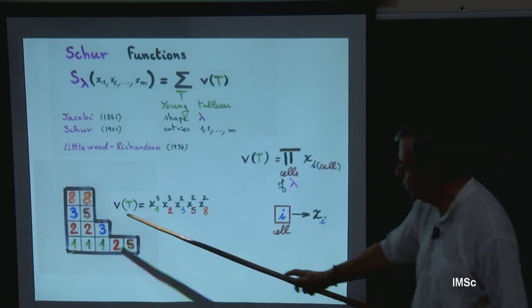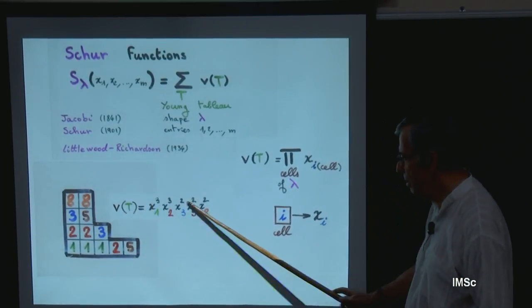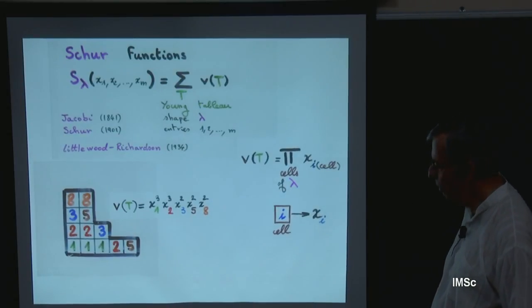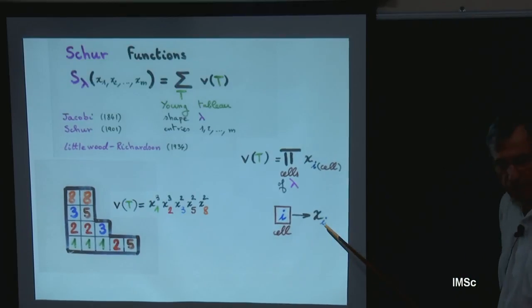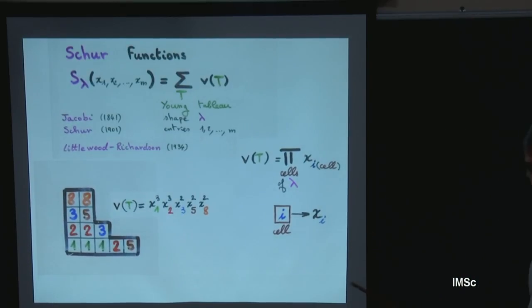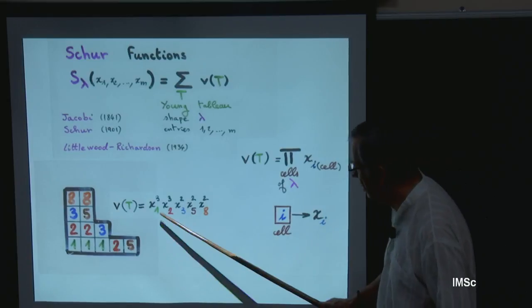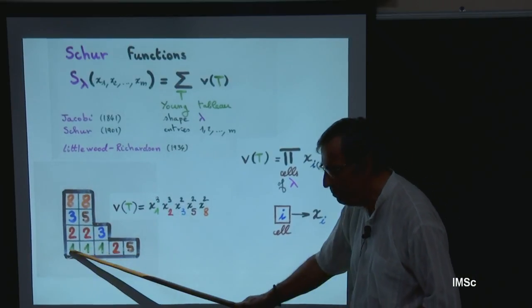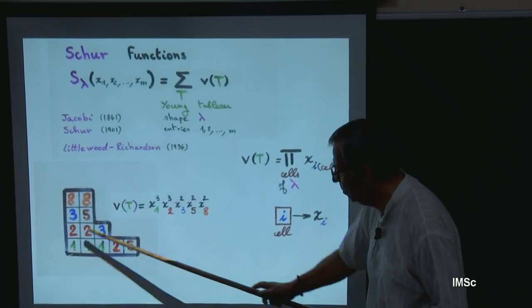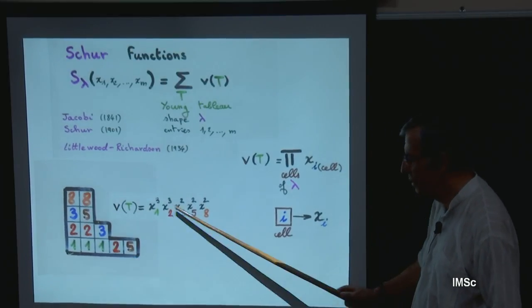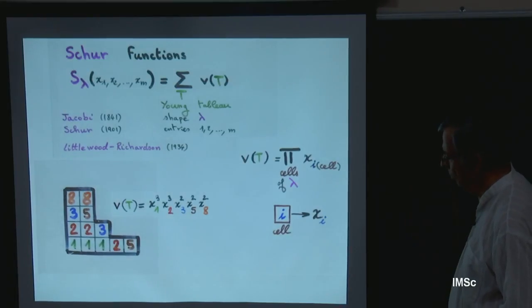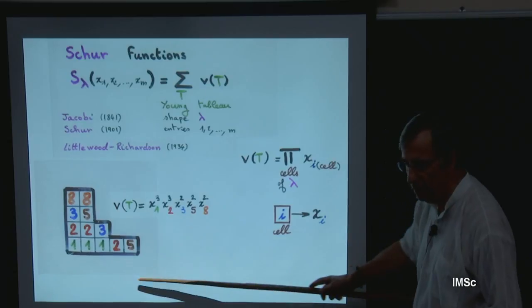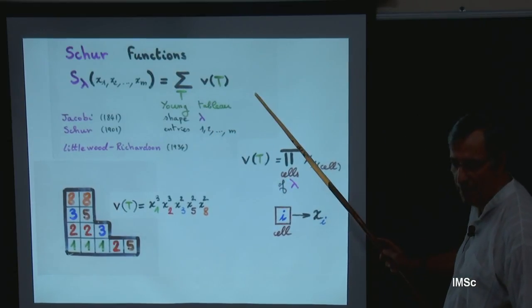So in this example, the weight of this tableau is this monomial. You replace each of the numbers in the tableau, each i, by the variable x_i. So here I have x1 cubed because I have three 1s, x2 cubed because I have three 2s, etc. So you fix the shape lambda, you take all possible semi-standard tableaux, and you get a big polynomial, the sum of the weights of all semi-standard tableaux.